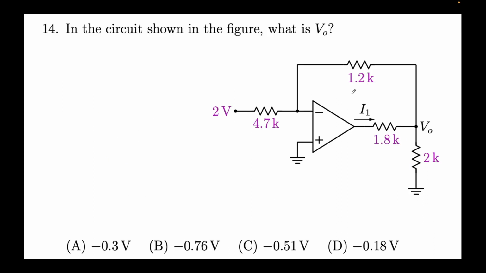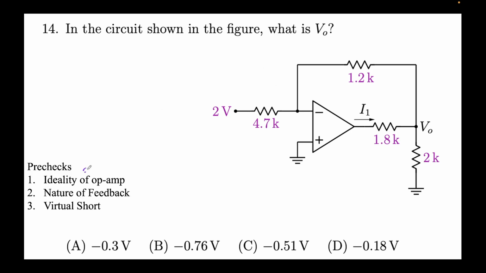Okay, now coming on to the second last problem for today. For the circuit shown in the figure, what is V naught? Again nothing is said, so let's assume an ideal op amp. What this effectively means is that R in is infinity, R out is 0 and I in is 0, right? So there's no current flowing here. Second, what is the nature of feedback? As you can see, the output voltage is connected to the negative terminal, so it's negative feedback, which means a stable circuit.